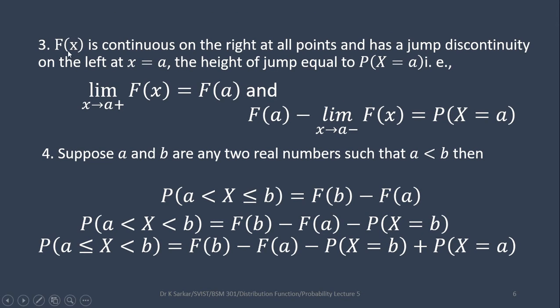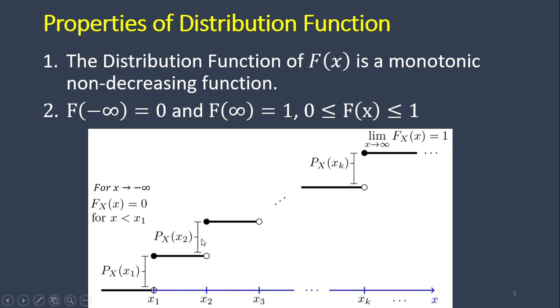Property number 3. F(x) is continuous on the right at all points and has a jump discontinuity on the left at x equals a. The height of the jump equals probability at X equals a, that is, limit x tends to a plus of F(x) equals F(a), and F(a) minus limit x tends to a minus of F(x) equals probability at X equals a. So look at the diagram. Here you see that at the right of a, F(x) is always continuous, and at the left there is a jump discontinuity.